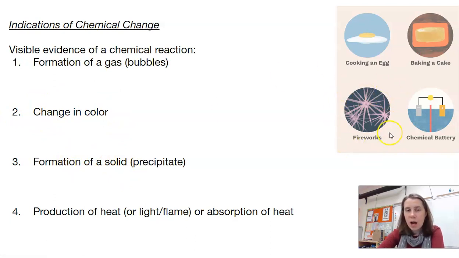All right, fireworks. There could be a change in color with fireworks, and then we also definitely get lots of light when fireworks happen. Okay, and then a battery. This one is harder to see because it happens within the battery cell itself. But when batteries power something, the electrons are moving from one side to the other, and that produces energy, which goes into the category of producing heat, all right? So those are your indications. We're going to take a look at these in the lab as well, and hopefully that'll help you determine whether things are chemical changes or physical changes.